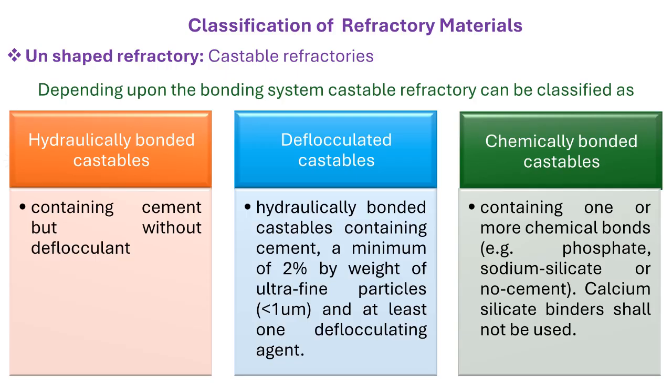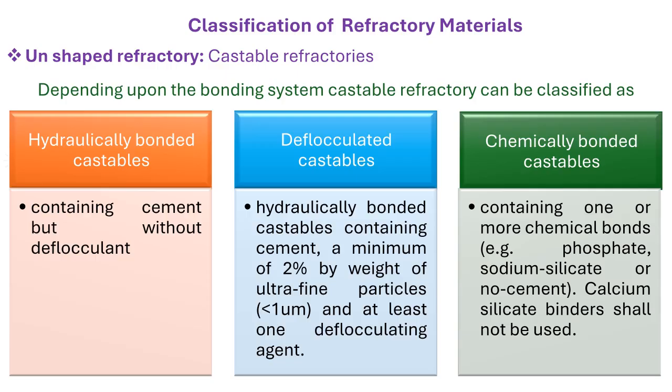The second type is deflocculated castables, which are a more advanced form of hydraulically bonded systems. These castables contain cement and also include at least 2% by weight of ultrafine particles, typically around 1 micrometer in size. The deflocculating agents help disperse fine particles evenly and enhance flowability. As a result, deflocculated castables offer better mechanical strength and improved refractory performance compared to conventional hydraulically bonded castables.